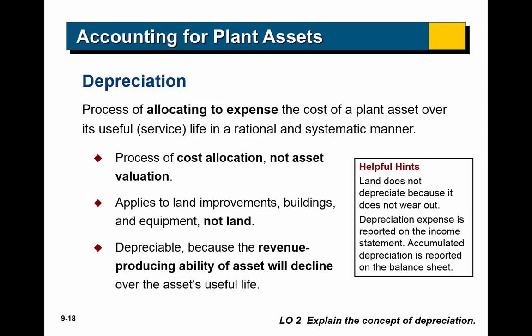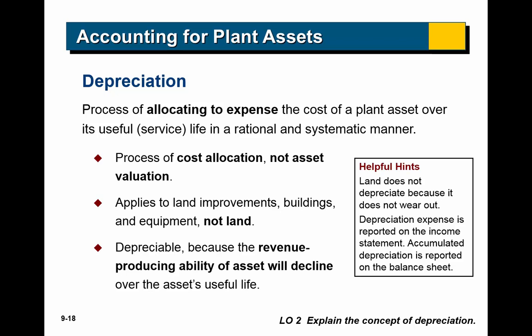So what we're doing is we're allocating the expense or the cost of the asset over the asset's useful life in a systematic manner. That's what we're doing. I realize those are almost the exact words that are written there, but that's what we're doing. So we depreciate land improvements and buildings and equipment, but we do not depreciate land because land is an asset we hold on to, and we don't really ever get to expense it. It's considered more like an investment, I guess.